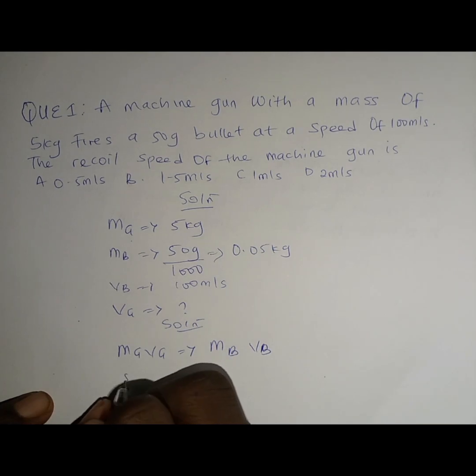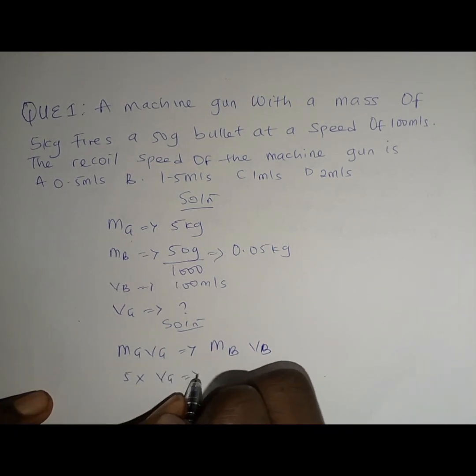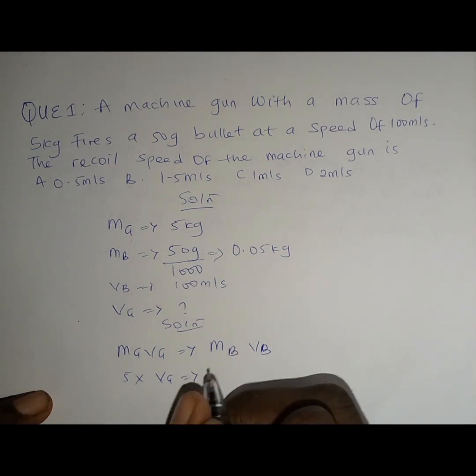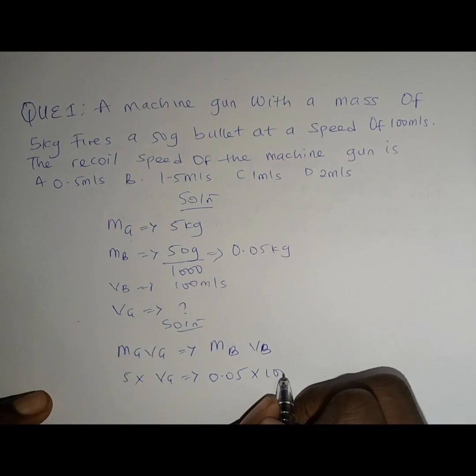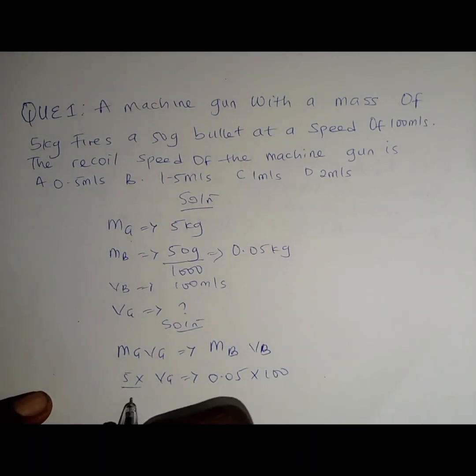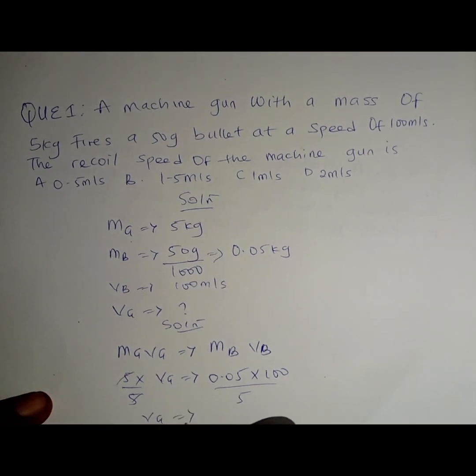Now therefore let's substitute what we are given so that we'll get our answer. So mg is 5 times vg, we don't know, and that's what we are looking for. Therefore times mb is 0.05 times vb, 100. Now dividing both sides by 5 to get our answer, and multiplying and solving this, we'll have vg to be 1 meter per second, which makes our answer option C.